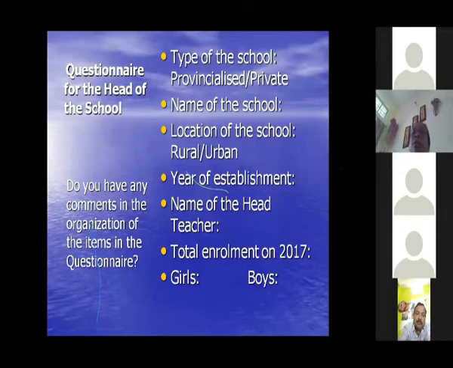Moreover, the options given are provincialized and private. However, in Assam or in other states, there are many types of schools: state government schools, central government schools, etc. Or there are ad hoc schools in Assam. So we need to provide all the options if possible, or we can mention others, or mention within brackets that please mention the type of school.